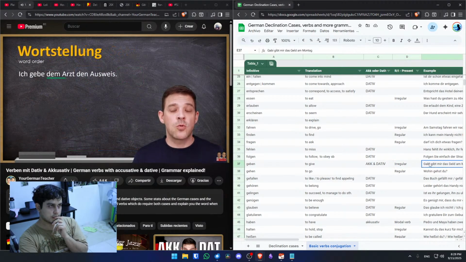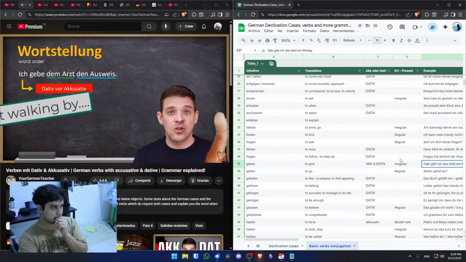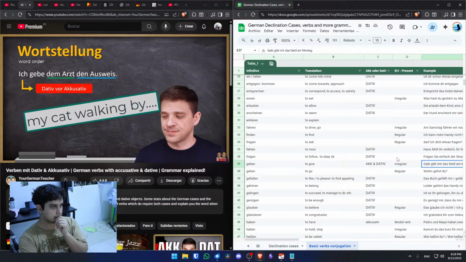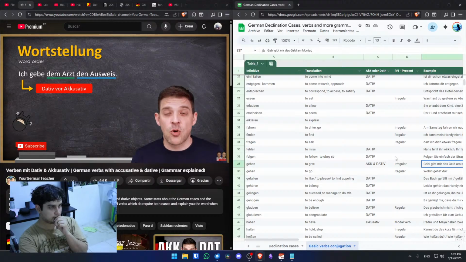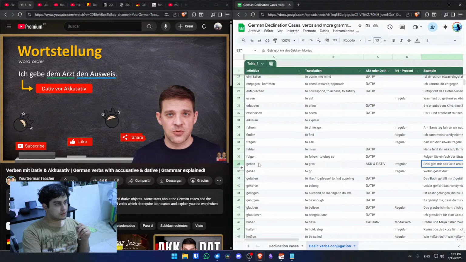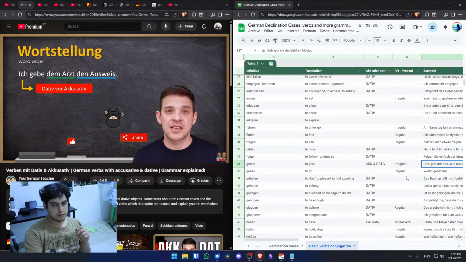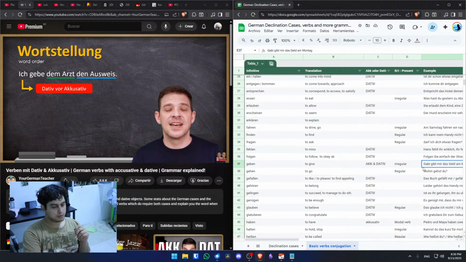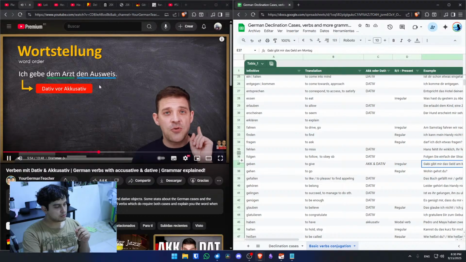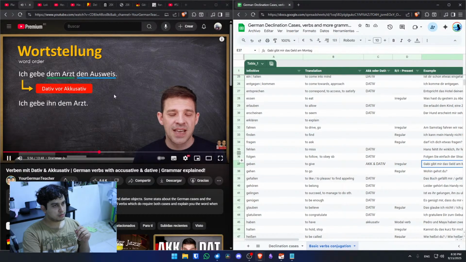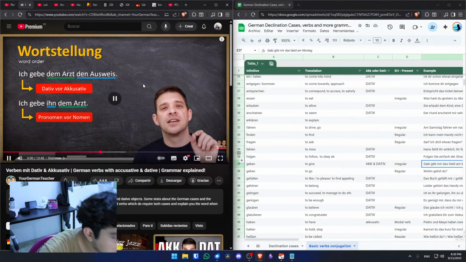When it comes to the word order, as you can see here, the most important rule is Dativ vor Akkusativ. So you have two nouns. Ich gebe dem Arzt den Ausweis, two objects. The dative object comes first and then the accusative object. Now, if you have a pronoun, then it changes. Then the pronoun comes first.